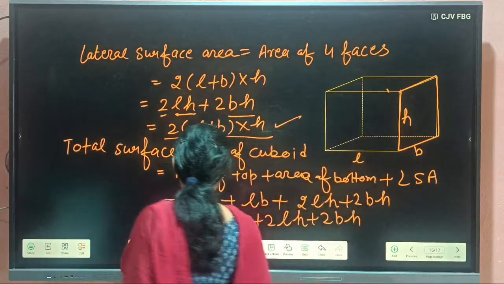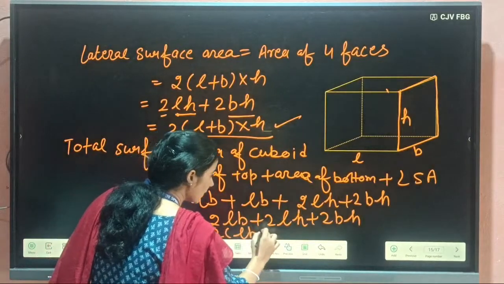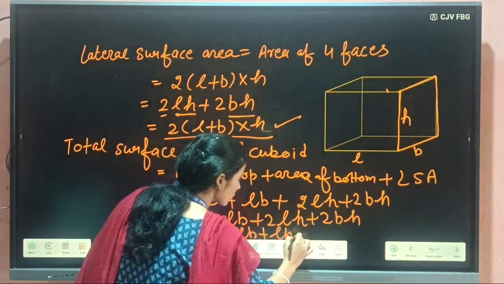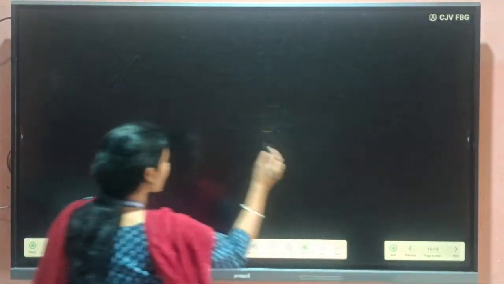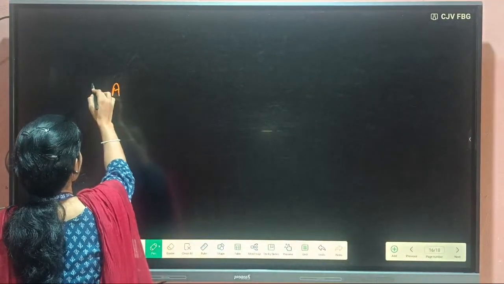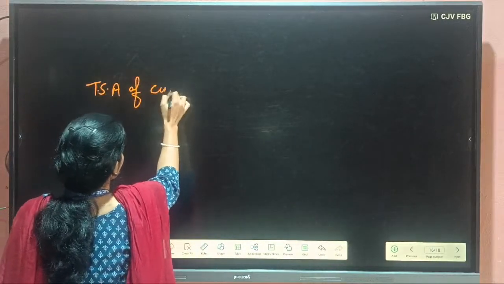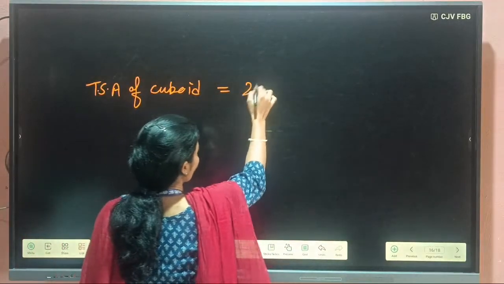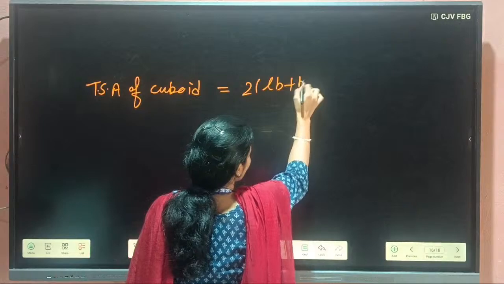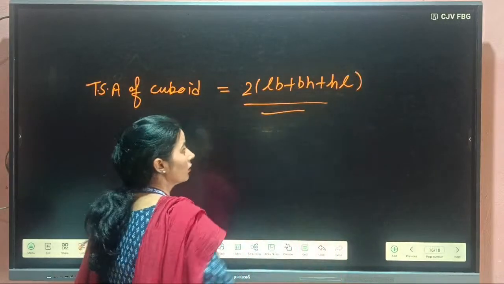What we can take common from these 3 terms? 2 is common, LB plus LH plus BH. So in this way we got TSA, total surface area of cuboid is 2 into LB plus BH plus HL. This is total surface area of cuboid.